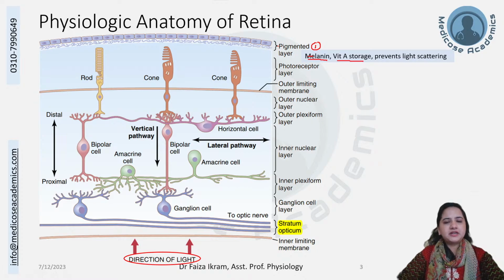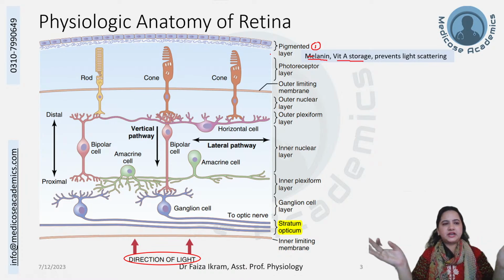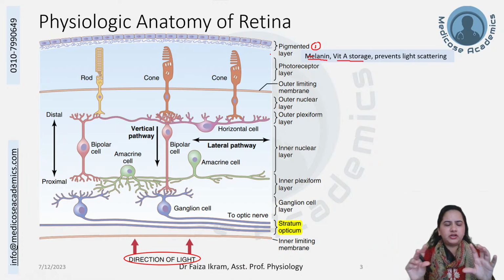Because of melanin and pigmentation present within this layer, it prevents scattering of the light. It absorbs the light. Otherwise, once the light strikes the retina, it would have scattered all around and the visual field would have been simply bleached. Because of this pigmented layer of retina, the light is absorbed and it makes a meaningful image on the retina. For example, albinos, who have reduced or absent melanin pigmentation in their retina, have very reduced visual acuity in bright light.